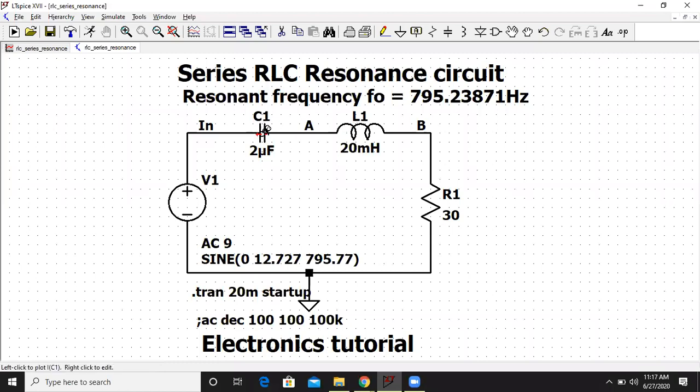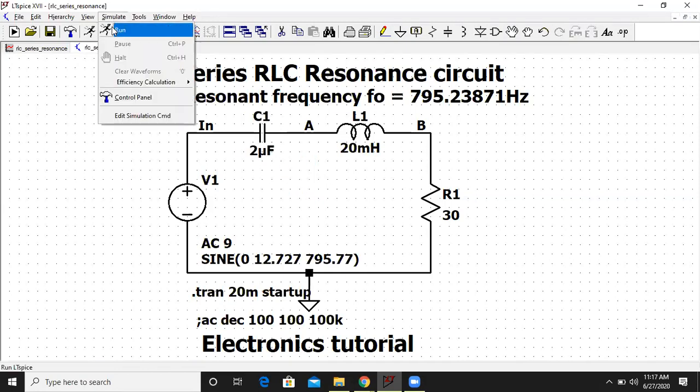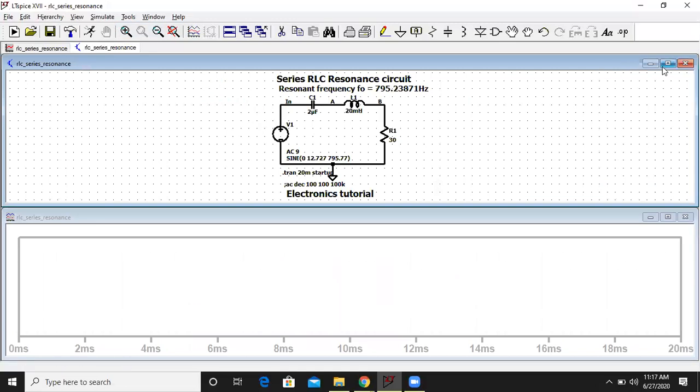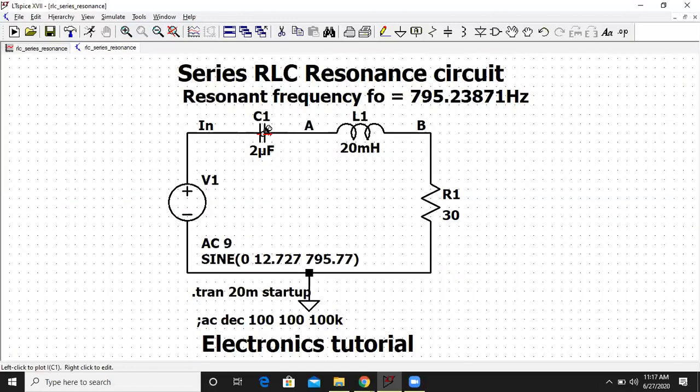So let's say in this case the current direction is opposite, as you can see. Here the current direction is from left to right. Here the current direction is from left to right. And here the current direction is from right to left. So what you need to do is take this capacitor out, click on it and rotate. Now if you run again, the current direction will be similar in all three components, that is L, R and C.